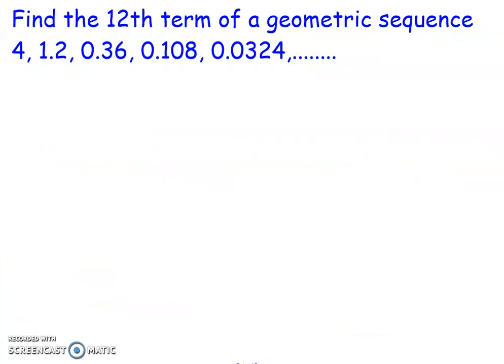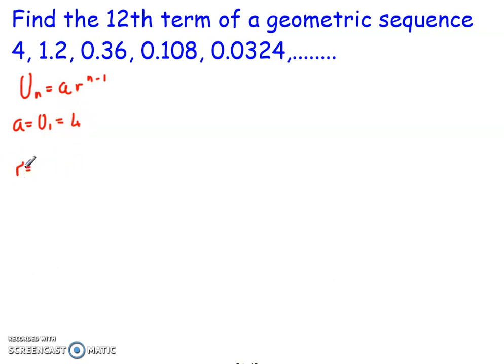So the first question, find the 12th term of the geometric sequence given by this: 4, 1.2, 0.36, 0.108, and so on. Remember, for a geometric sequence, un equals a r to the n minus 1. So we want that for when n is equal to 12. But for this, we need to know what a is and we need to know what r is. We can just straight away say what a is because it's the very first term, what we start with, and in this case it was 4.